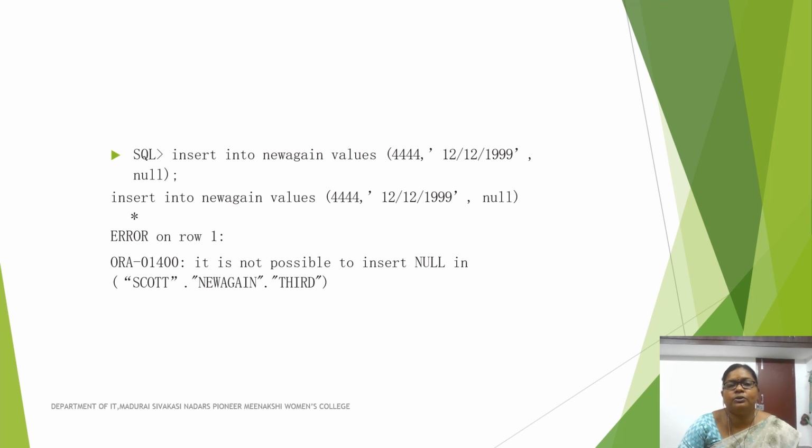So insert into new again values. The value is passed here, but it shows an error because it is not possible to insert a null value in the third column. I already created a constraint for that, so that is why it shows an error like this. The only way to resolve this issue is to remove the null value for the third column and give a proper value for it. Then only can I feed the data into the table.